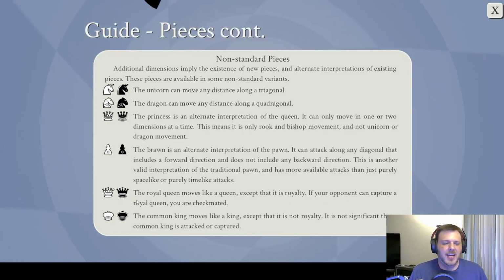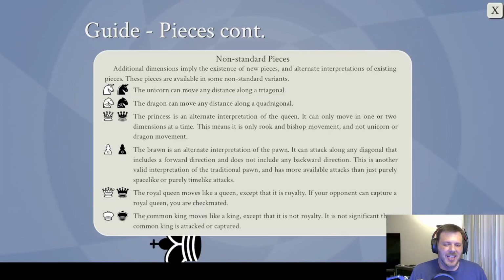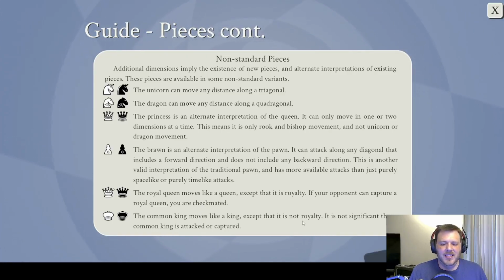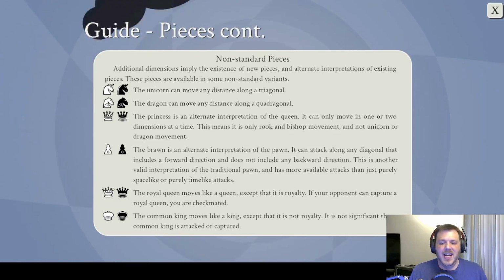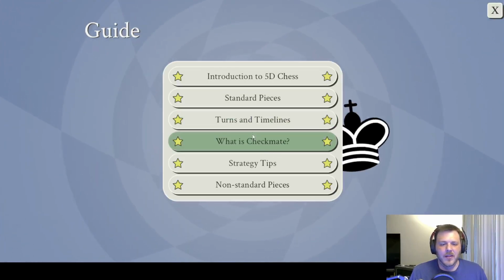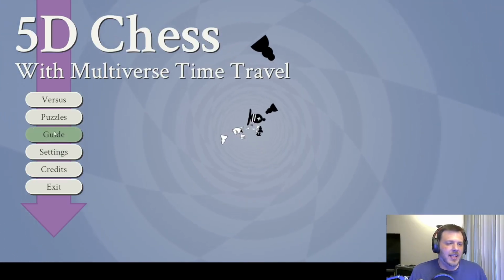If your opponent can capture a royal queen, you are checkmated. The common king moves like a king, except that it is not royalty. It is not significant that a common king is attacked or captured. All right, so that's the guide.